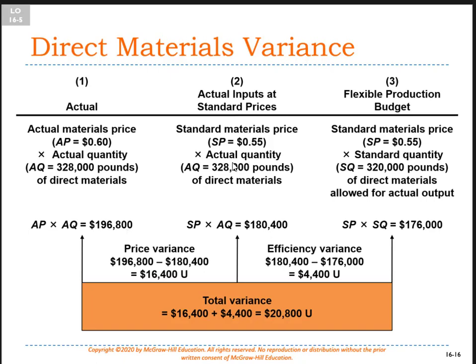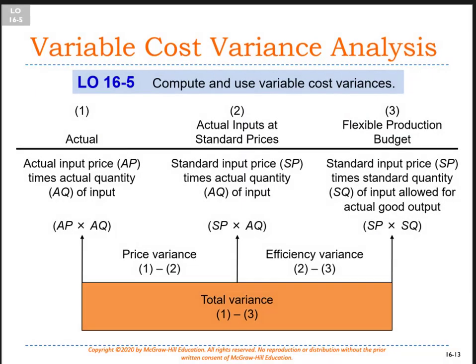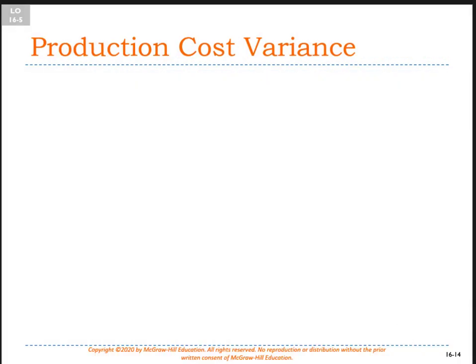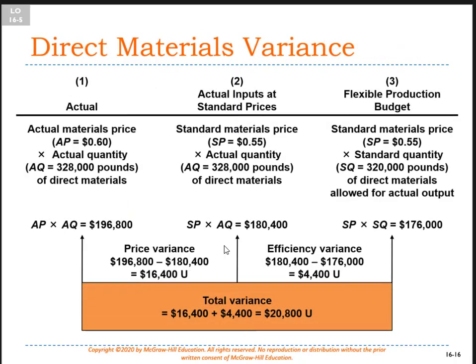Now, in the middle, we're looking at the standard price. Remember, our standard was way back here, right? 55 cents per pound. That's our standard, so that's what we're going to use. And we multiply that by 328. So we actually paid 60 cents. We should have paid 55 cents. Okay? So 55 times 328, 180,400.